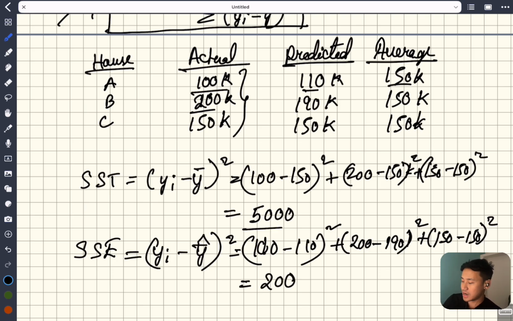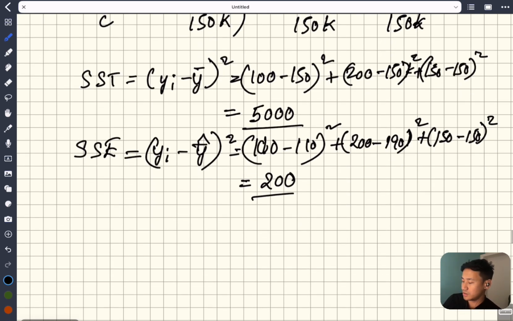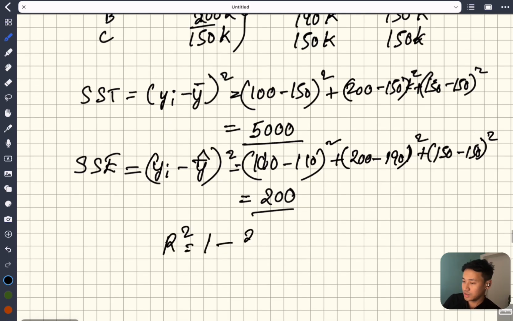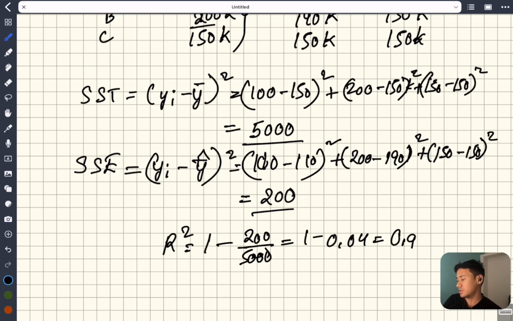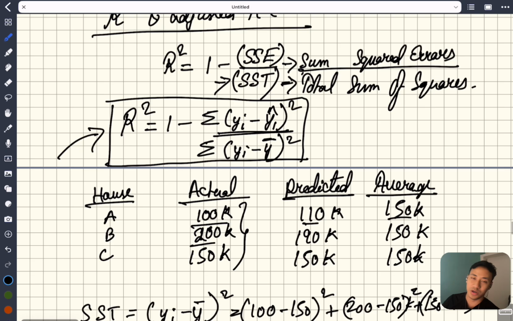So let me find R square. R square is 1 minus SSE, that is 200, divided by 5000. So you would get 0.04, and 1 minus that is 0.96, and if you convert it into percentage, it is nothing but 96 percent. All right, that means this particular model, actual and this predicted, is working quite well.